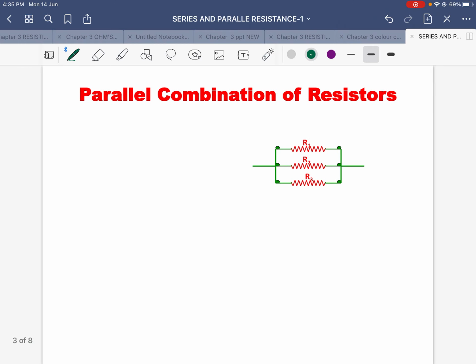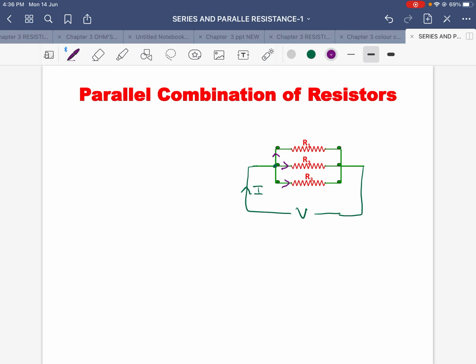Next is parallel combination of resistors. Consider in this figure we are taking three resistors, that is R1, R2 and R3. These are connected in parallel. Suppose external potential difference V is applied across these three resistors. Now because of this potential, current I will flow, but at this point current is divided into three parts, along this side, along this side and along this side.